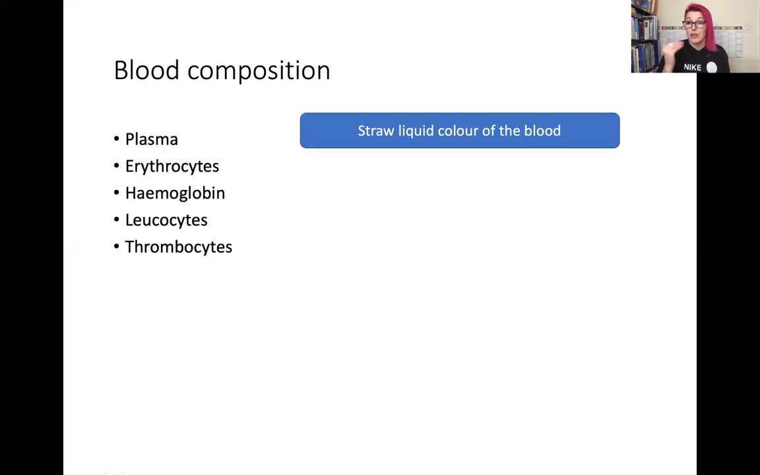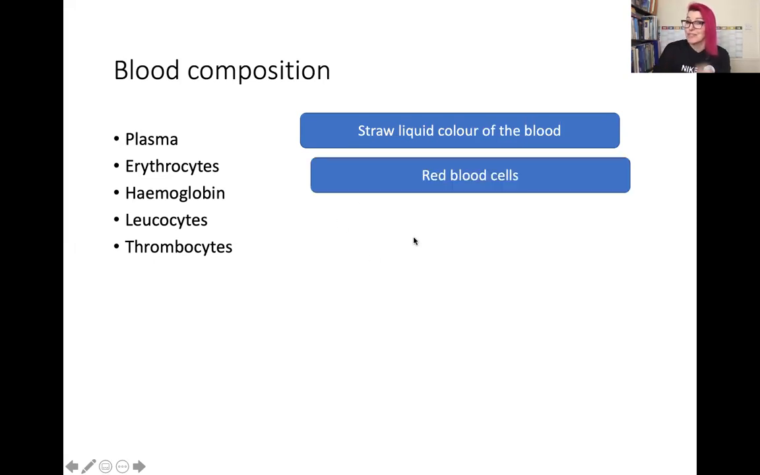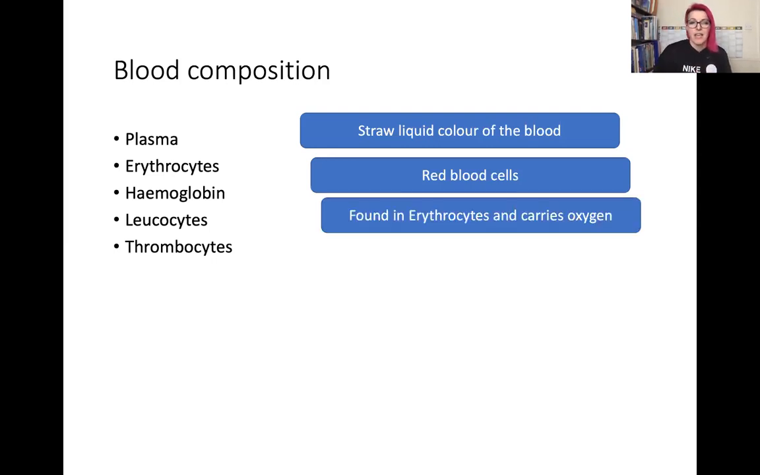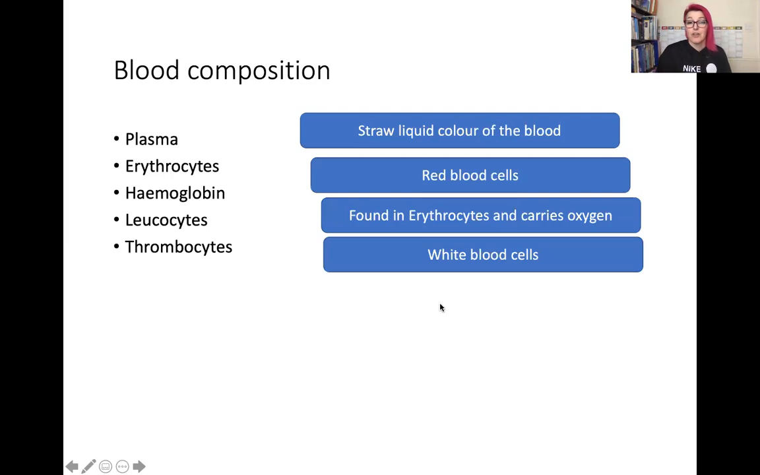So if we look at those in detail, it might make a little bit more sense because these are just posh words for things that we already know. So plasma is a straw liquid colour of the blood. Erythrocytes are actual red blood cells. So we always call them red blood cells, but they have a posh name, which is erythrocytes. Hemoglobin is found in the erythrocytes and carries oxygen. So in some of my other videos, I talk about oxygen attaching to hemoglobin to create oxyhemoglobin. So hemoglobin is what carries the oxygen around the blood. Leukocytes are white blood cells, and thrombocytes are platelets.